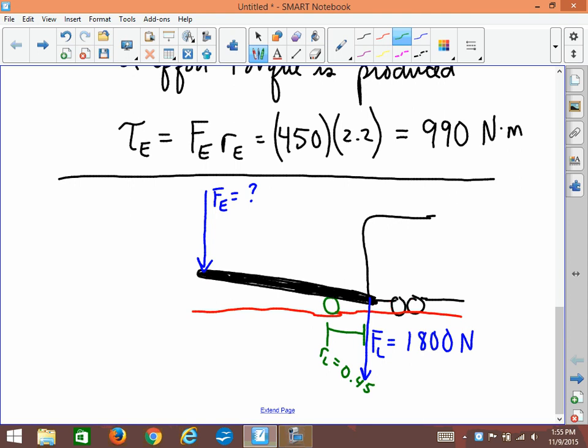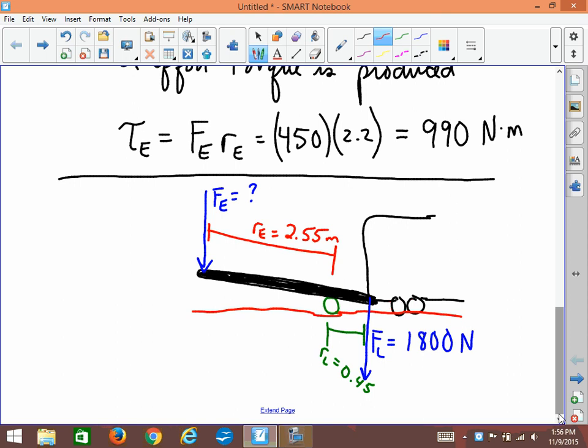Right? And I'm going to tell you that the length of the rest of this rod, so the length of the effort arm, let's say it's a 3-meter rod, is going to be 2.55 meters. And I would like you to figure out for me what the load force would have to be in order to lift this trailer.